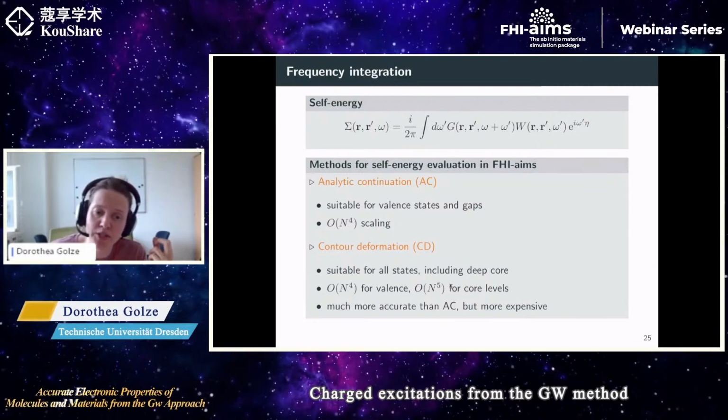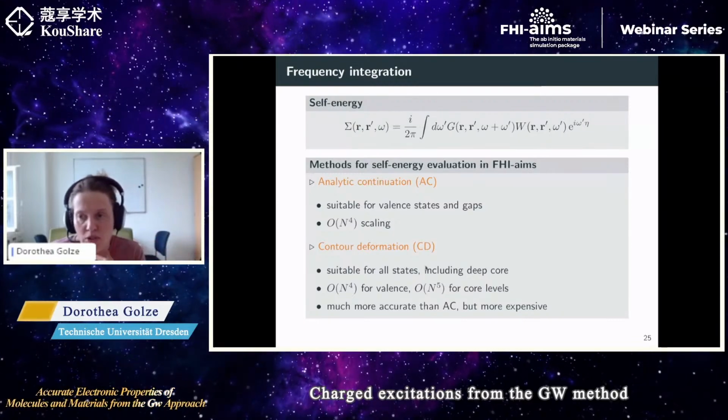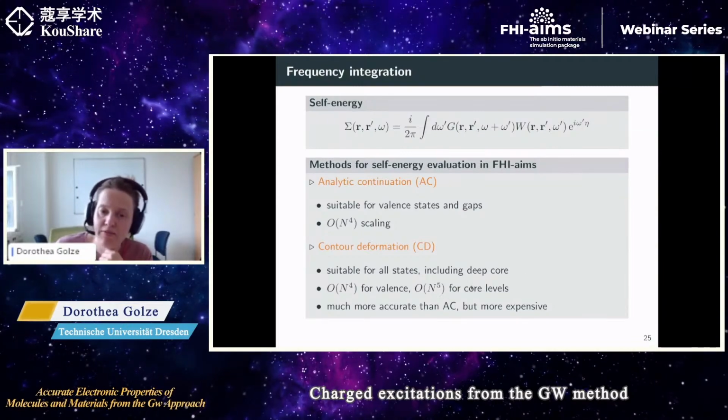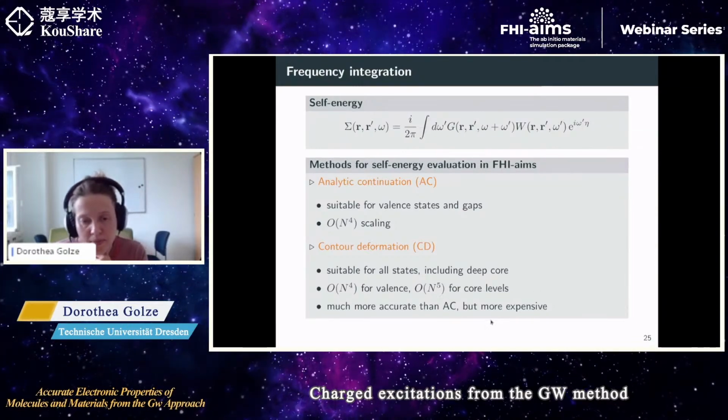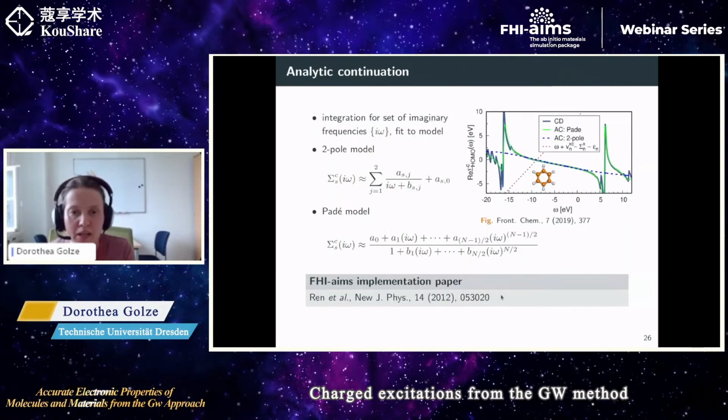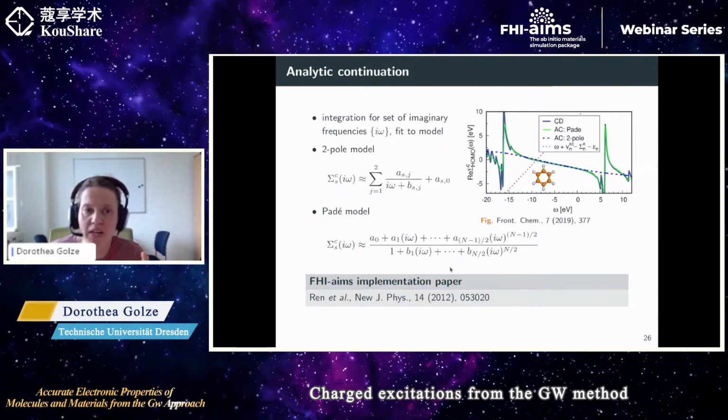The contour deformation is more accurate, suitable basically for all states, including deep core states, and scales N^4 for valence states, N^5 for core levels. Yeah, much more accurate, but also much more expensive. Let me quickly explain what's the idea behind it.